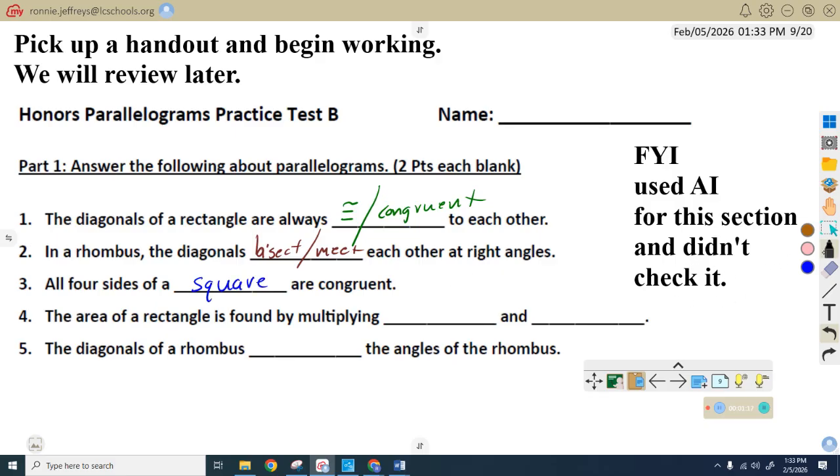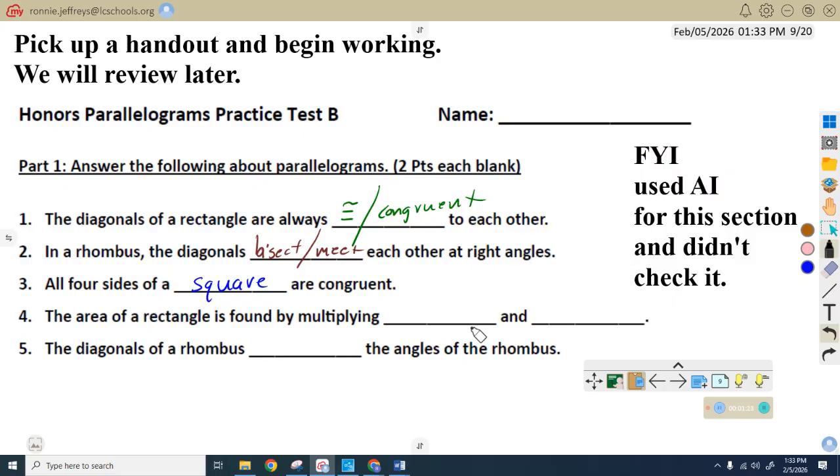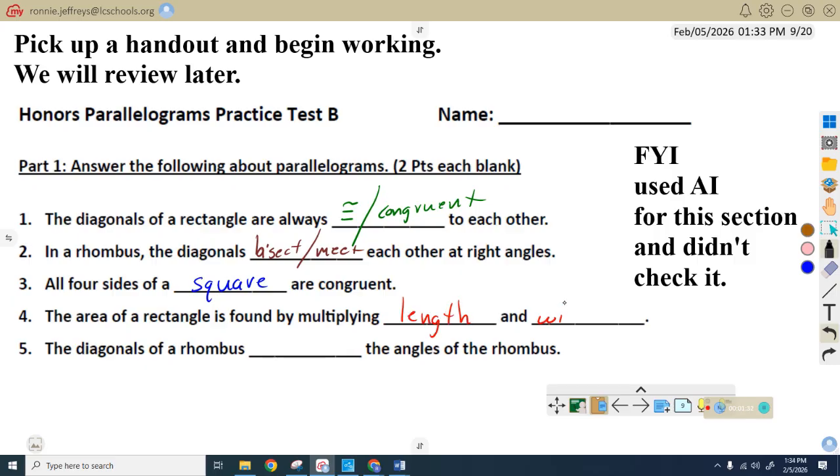Now, number 4 was not in this lesson, but it should be common knowledge. It's not going to be on the test, but this should be the length and the width. And diagonals of a rhombus bisect. Okay.